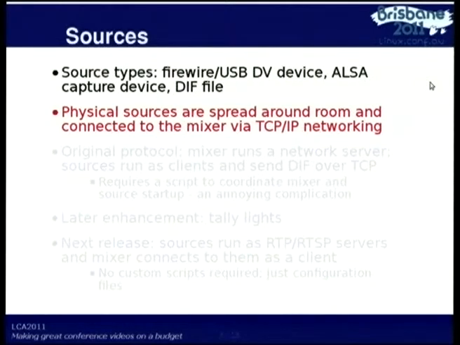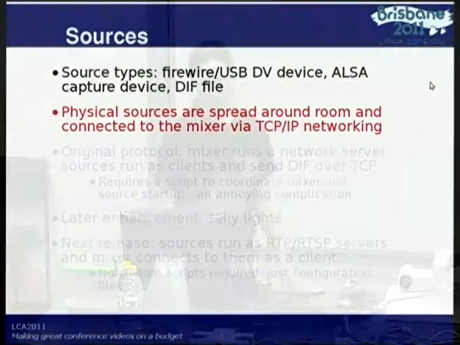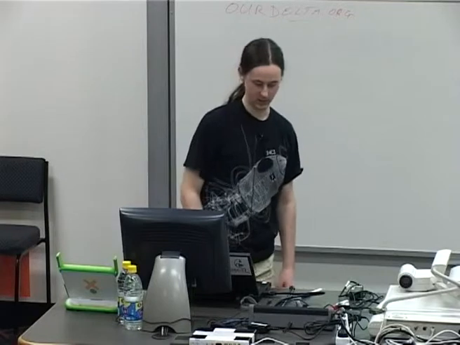Physical sources, of course, are around the room. Got this here, and you can't run a FireWire cable to the back of the room, or you might be able to get away with it, but it's out of spec. So instead, we have a computer below the desk here connected to that, and then Ethernet connecting the several computers together. So then the DV streams are encapsulated in TCP/IP.